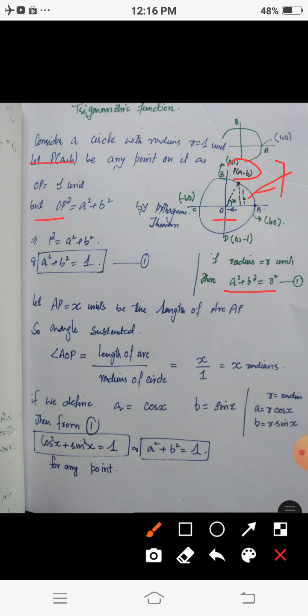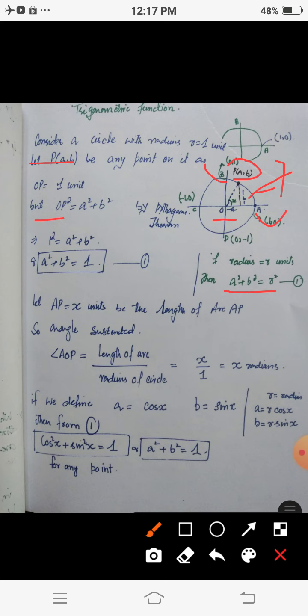Now let A, B, C and D be the points where the x-axis and y-axis touch this circle. That is, A is the point on the positive x-axis, B is the point on the positive y-axis, similarly C is on the negative x-axis, and D is on the negative y-axis. Clearly the distance from O to A is 1 unit, or r units.